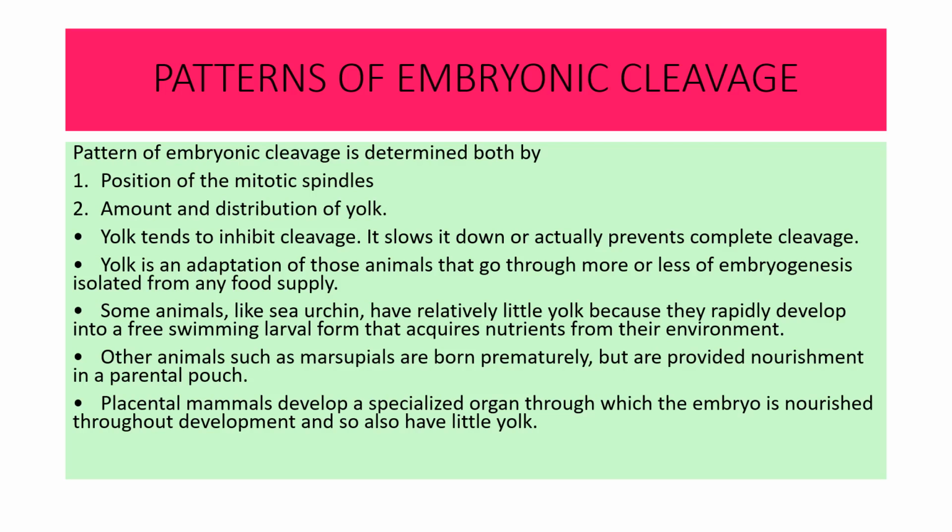Some animals like sea urchins have relatively little yolk because they rapidly develop into free swimming larvae that acquire nutrients from the environment. Other animals such as marsupials are born prematurely but are provided nourishment in the parental pouch, whereas the placental mammals develop a specialized organ through which the embryo is nourished throughout development, and so they have little yolk.